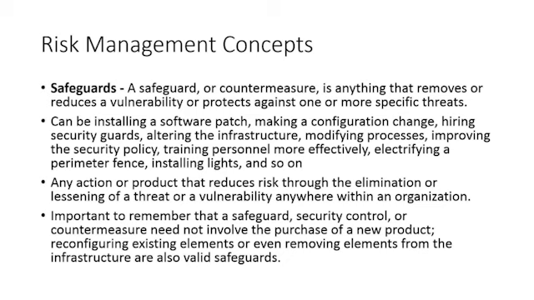Improving our security policy. Something has happened. We know there's a weakness here, so we can go back and tweak our security policy now. Training personnel to be more effective could be a safeguard. So now they know what to look for. They know how to recognize social engineering or phishing attempts or tailgating. We could electrify a perimeter fence. That's a safeguard, right? Definitely keep me off of that from climbing that fence. We could install lights. All of these things are examples of safeguards, things that we're putting in place to reduce our vulnerabilities.